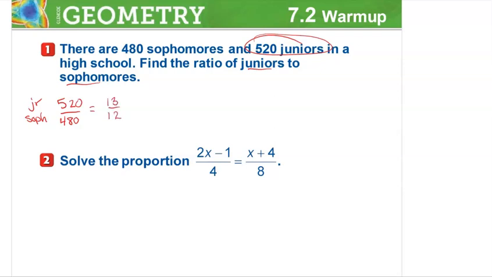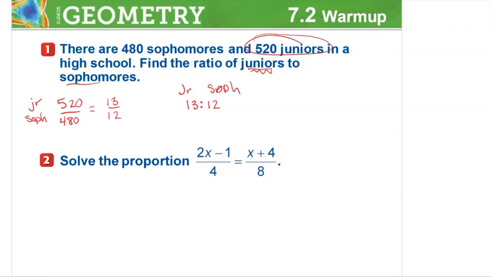We never want to leave these ratios as unreduced fractions. You can also write it like this: 13 with the colon to 12. And again, the juniors goes first because juniors comes first in the sentence. So it's juniors to sophomores.